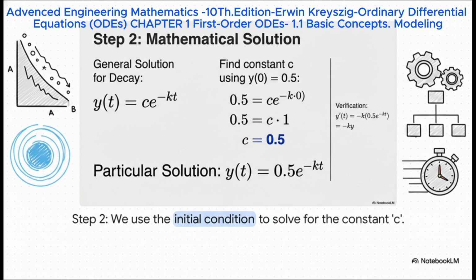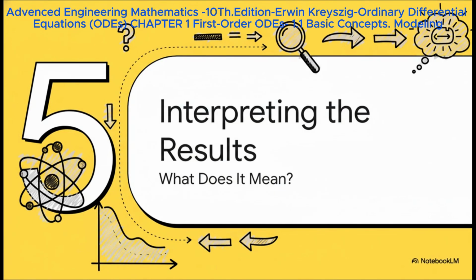Step 2, solve it. We happen to know the general solution for this type of decay is y equals c times e to the minus kt. Just like we did before, we plug in our initial condition: 0.5 equals c times e to the power of 0. Since e to the 0 is just 1, that term vanishes, telling us straight up that our constant c has to be 0.5. Our particular solution is y of t equals 0.5 times e to the minus kt. Done. We've got our function.